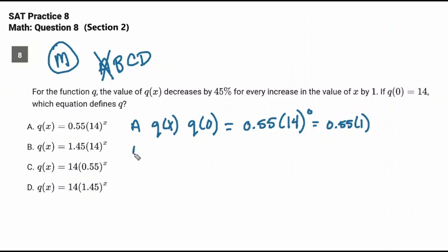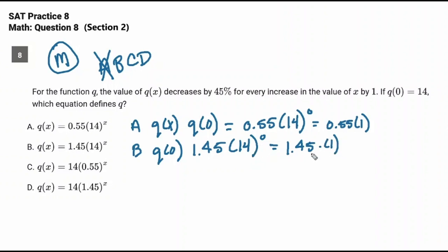Let's try B. I'm going to do q of 0. I want to get to 14. So 1.45 times 14 to the what? Just follow the directions, to the 0. So that's 1.45 times anything to the 0 power is 1. So times 1. That's just 1.45. I was supposed to get 14. Didn't get it. So B's gone.